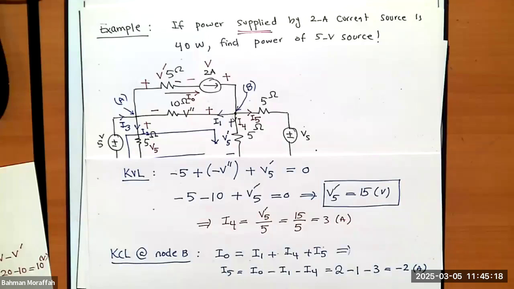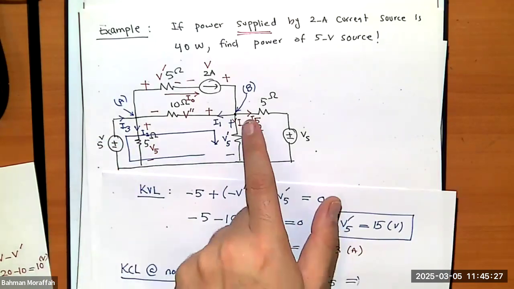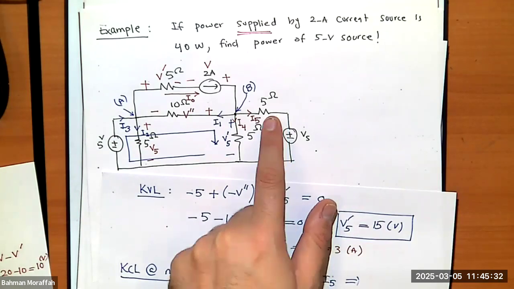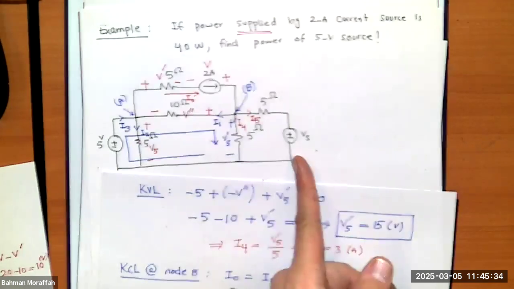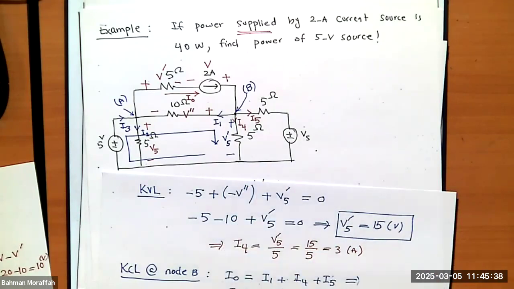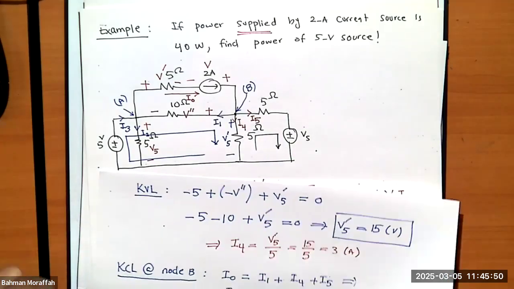What I'm claiming is that I'm done. I can find Vs. Why? Because I already know V prime 5. I can compute the voltage across this because I know the current through it. And I know if I write a KVL for this little loop over here, that should add up to 0. So I can compute Vs. So let's write a KVL here. So KVL.